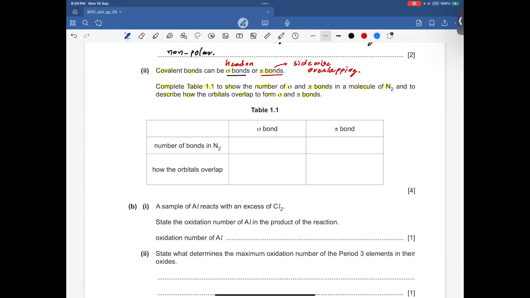Let me draw the structure for the nitrogen molecule. This is the nitrogen molecule according to my lecture. If you have a triple bond, in that triple bond you have one sigma bond and two pi bonds. One sigma bond and two pi bonds. A sigma bond is formed through head-to-head overlapping, which is also called head-on overlapping of orbitals, whereas a pi bond is formed through sidewise overlapping or lateral overlapping of p orbitals.